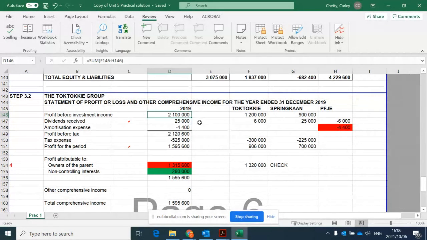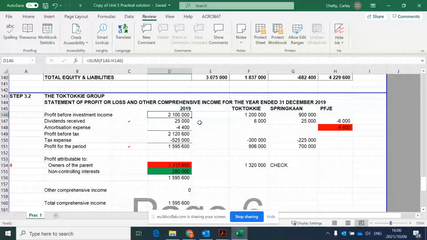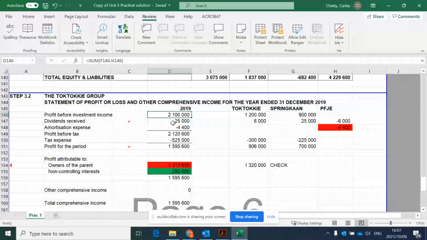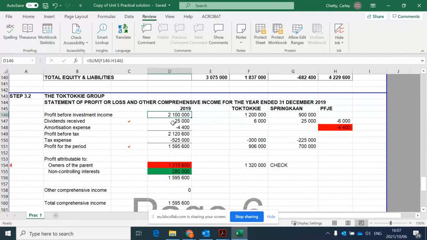Then we have dividends received. So remember, Spring Khan received dividends of 25,000 Rand. This was obviously from someone else outside the group. Tok Toki received dividends of 6,000 Rand, and this was all from Spring Khan. Because Tok Toki received these dividends from Spring Khan, and it is a parent-subsidiary relationship, this is an intra-group amount and it needs to be eliminated. So we eliminated that 6,000 Rand. The only amount to be included in the dividends received are the dividends that Spring Khan received from an outside company.